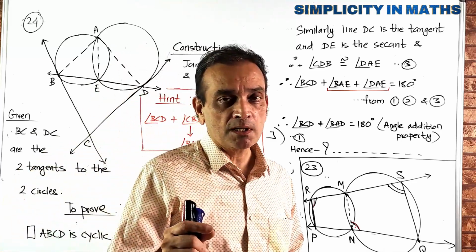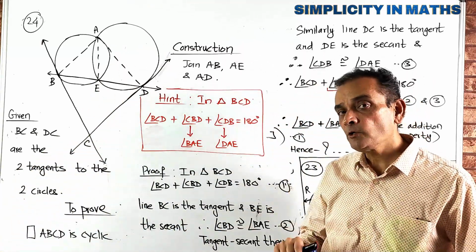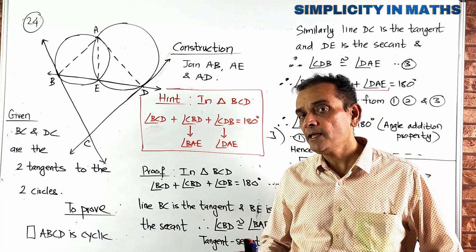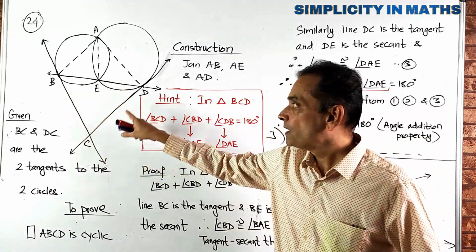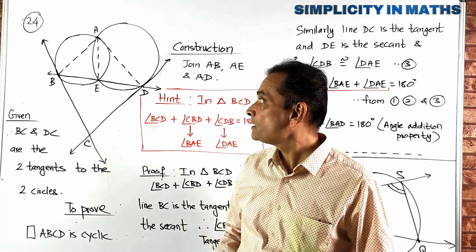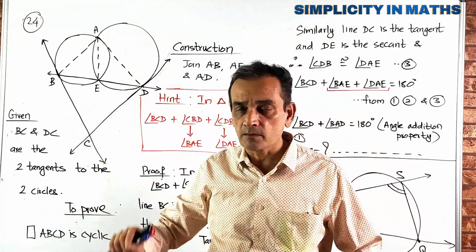First thing is remember the number 180. So how are we going to get 180? Think about this. To get 180, I am going to take triangle BCD. We know that the sum of the 3 angles of a triangle is 180, right? So I am going to take triangle BCD. This is just the hint.